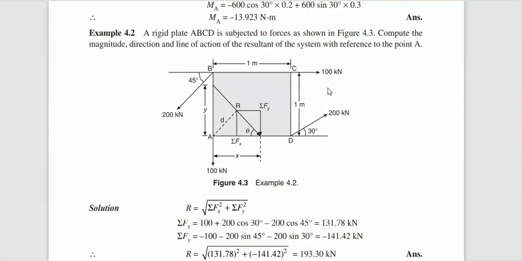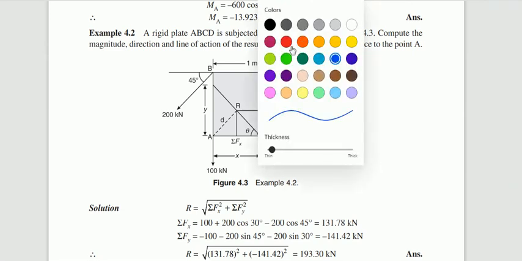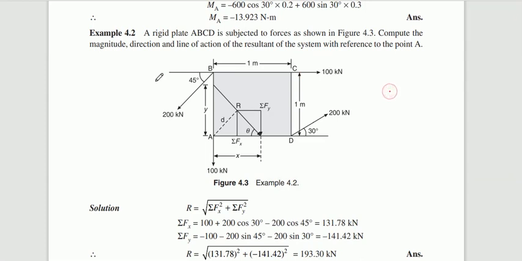So okay, this problem is based on the coplanar non-concurrent force system. The same type of problem I have discussed in the previous session also. As we know, coplanar non-concurrent means the lines of action of the forces are not meeting at the same point. Here there is a rigid plate ABCD, subjected to a number of forces. How many forces are there in this figure?